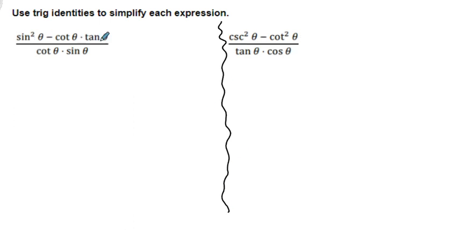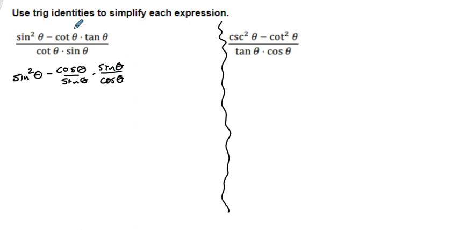So this one right here, I think the first thing we should do is simplify this and this and then see where that puts us. So if we go sine squared theta minus, well, let's write cotangent. Let's write everything we can in terms of sines and cosines. That's always my go-to, at least for getting started. So cotangent is cosine theta over sine theta, and tangent is the opposite. It's sine theta over cosine theta.